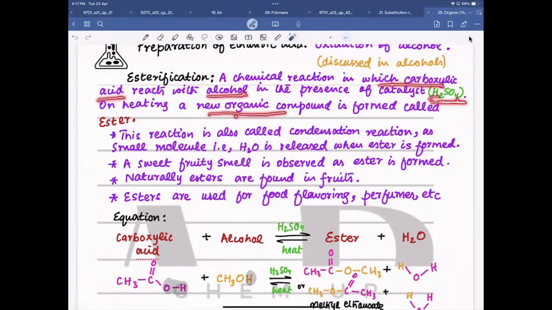On heating, a new organic compound is formed, and that new organic compound is called ester, and that's why this reaction is called esterification. Is this clear?